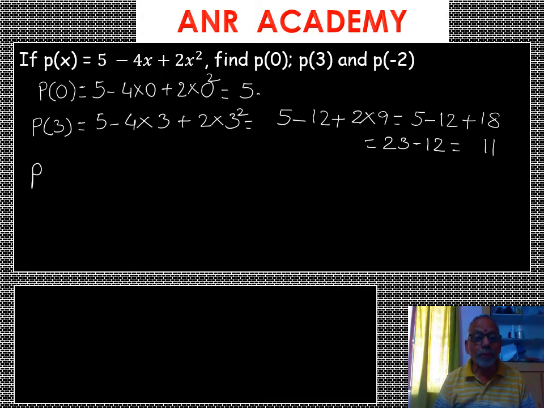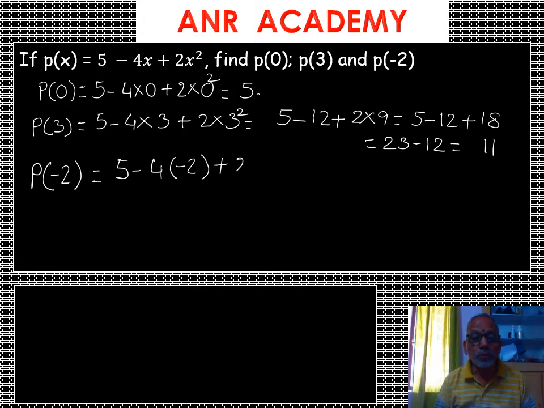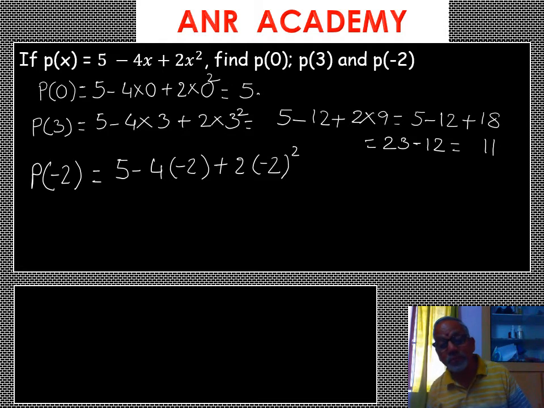P of minus 2. What is the meaning of P of minus 2? In place of x, you need to write minus 2. So 5 minus 4 into minus 2 plus 2 into minus 2 whole square. Always remember, whenever you have a negative number, you should keep that negative number in a bracket. Understood?